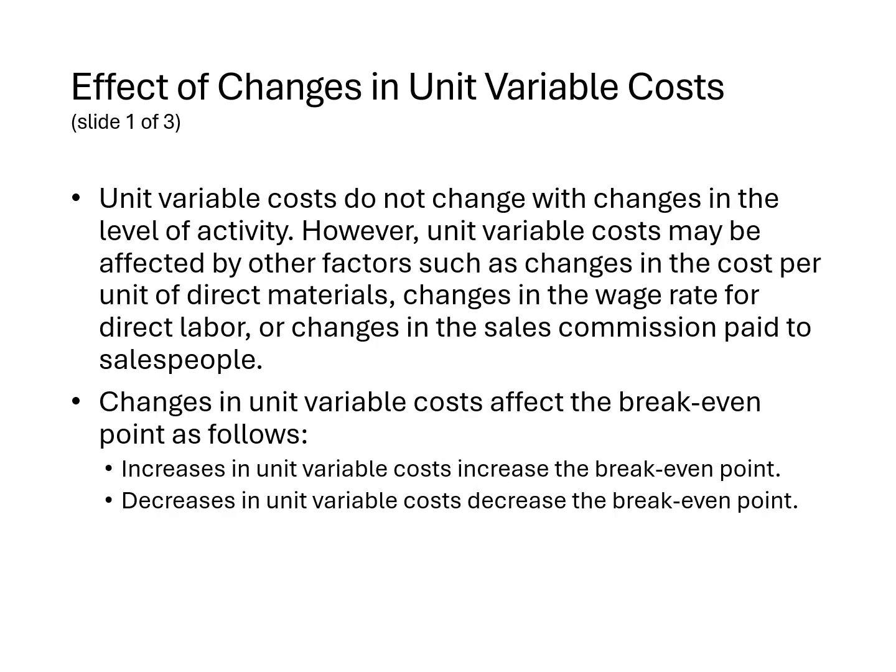Let's do the same thing now with unit variable costs. We know that unit variable costs do not change with changes in level of activity. However, unit variable costs may be affected by other factors, such as changes in the cost per unit of direct materials. Let's say wood goes up in cost, or changes in the wage rate for direct labor, or changes in the sales commission paid to salespeople. Changes in unit variable costs affect the break-even point as follows. Increases in unit variable costs increase the break-even, and decreases in unit variable costs decrease the break-even point.